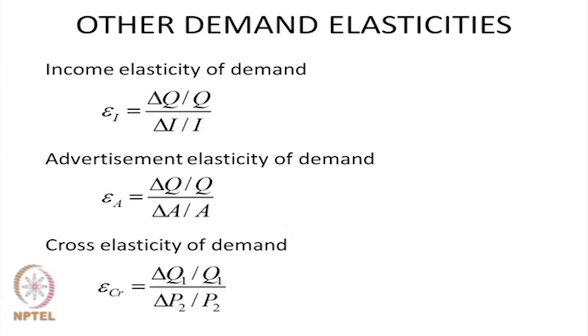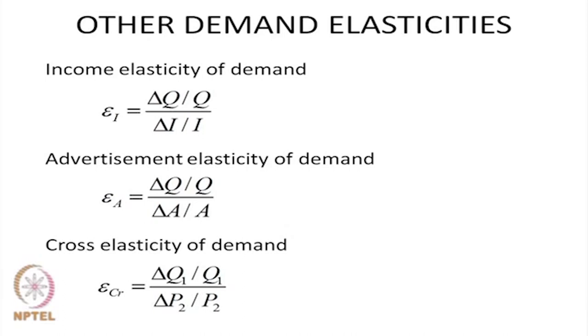As you know, in general, whenever a factor value changes by a certain fraction or percentage, the elasticity of demand can be calculated to find out how much percent change occurs in the demand. That is the elasticity of demand. Now, when that factor is income, we call it income elasticity. When that factor is advertisement, we call it advertisement elasticity. And when that factor is a substitute or a complement, then we call it cross elasticity.